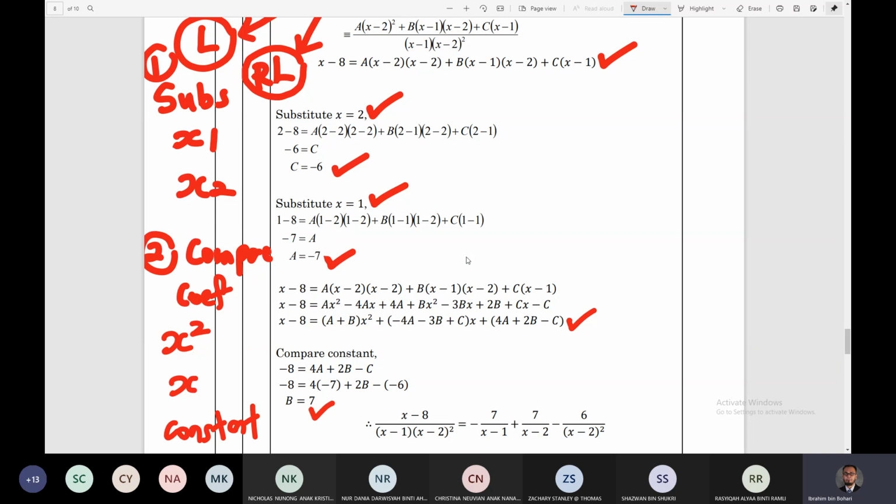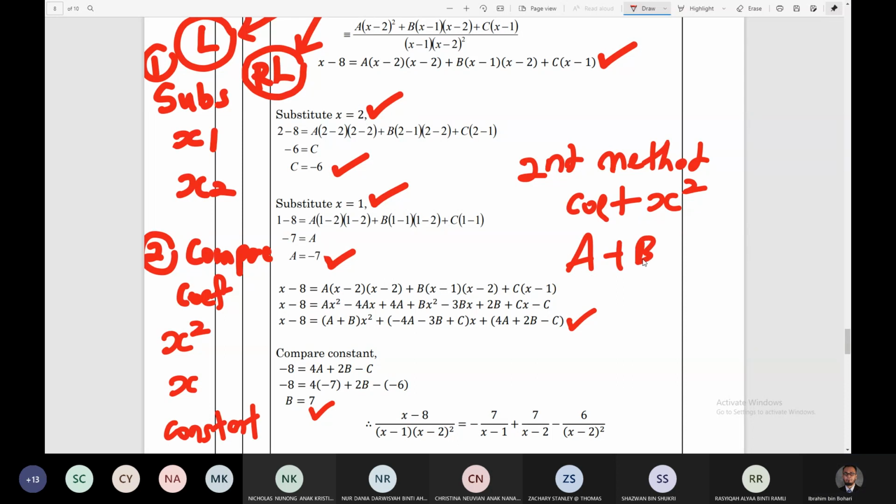Ataupun second method, kalau you all nak cepat ini pun boleh. You compare the coefficient of x squared, sama saja. Ini lagi cepat lah. Okay, coefficient of x squared, a plus b, and here equals 0, and here equals negative 7 plus b, and then b here equals 7. Jawapan dia sama saja, ya.